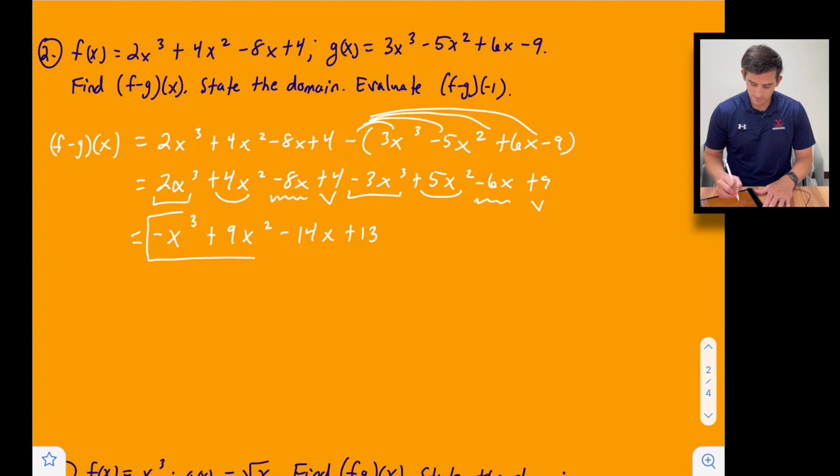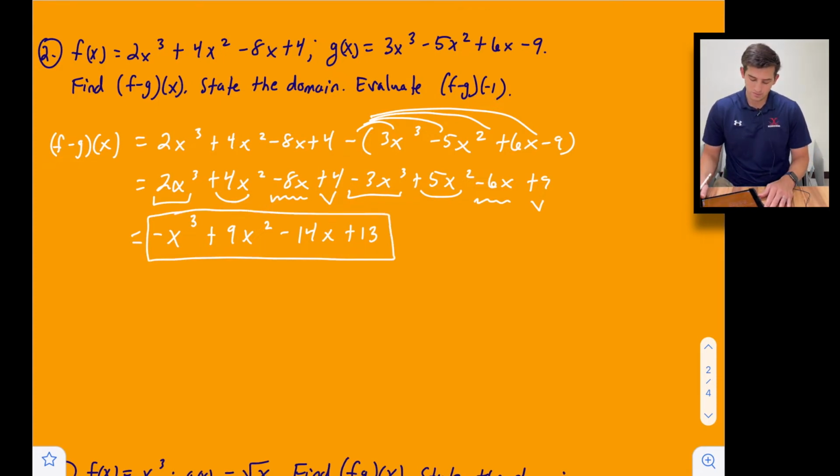Okay, so this is what our resulting function would be. Negative x cubed plus 9x squared minus 14x plus 13. Yeah, so talking about our domain here. Okay, so our two original functions were cubic functions. And so in this case, we're going to say essentially all real numbers for the domain. Okay, we're including all x values here.